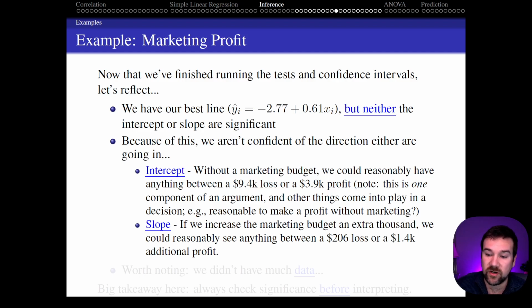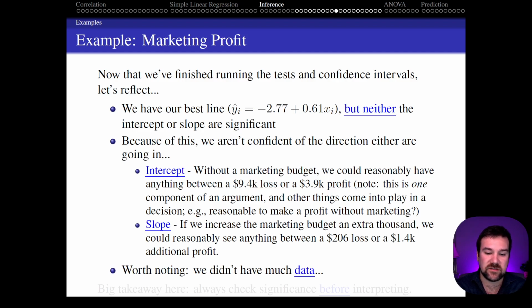If we increase the marketing budget, we could reasonably see anything between a few $100 loss or $1,000, $1,500 profit as the marketing budget increases based on this. So again, we're using just a few data points to make an inference across all of our marketing planning, all of the potential marketing campaigns, all of the marketing campaigns represented by this sample. So we're making large-scale conclusions based on a few data points.